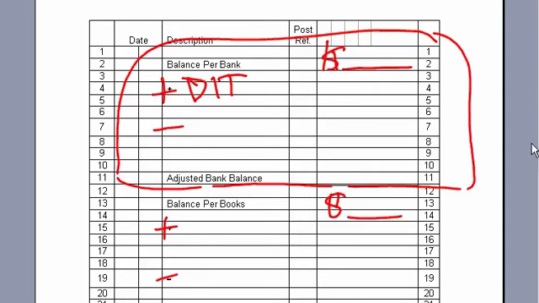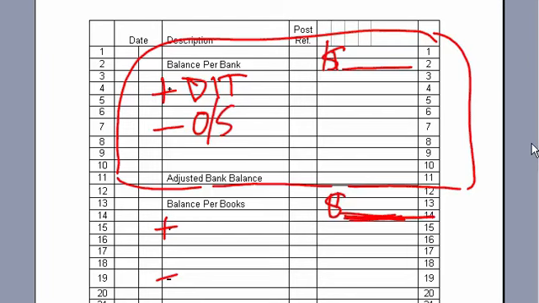We've also written a bunch of checks that, when we go to the bank, we know just haven't cleared. So therefore, we've already taken those checks out of our balance on our books. What we have is outstanding checks that need to be subtracted.